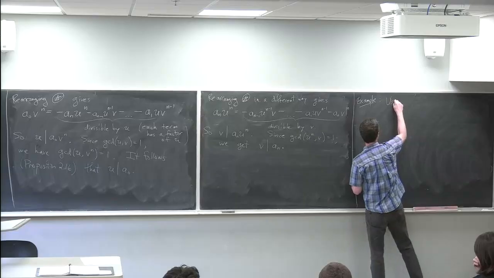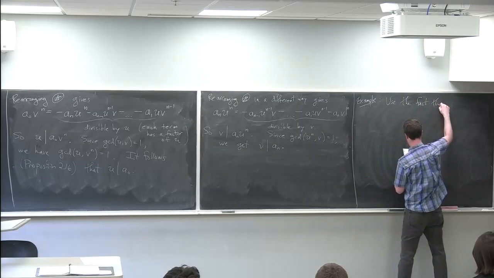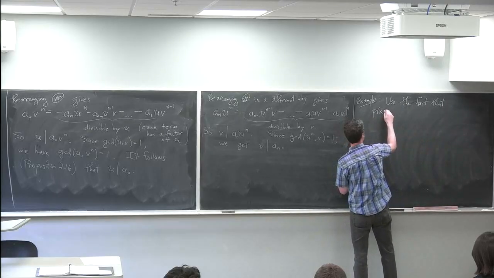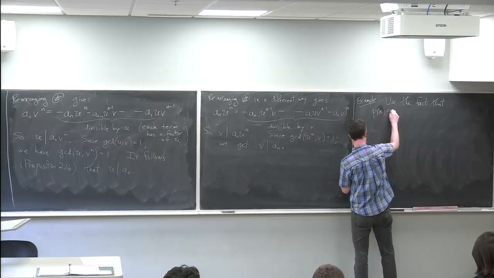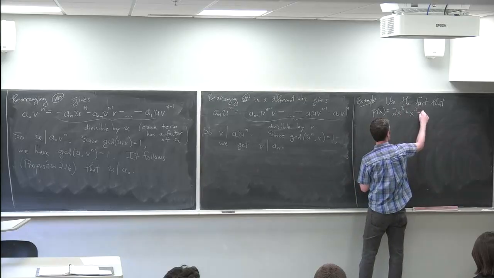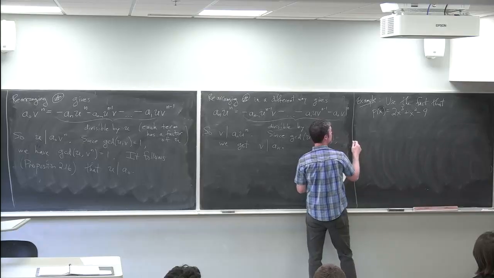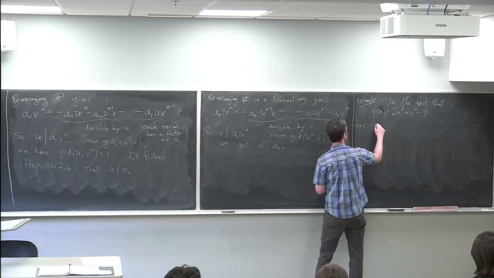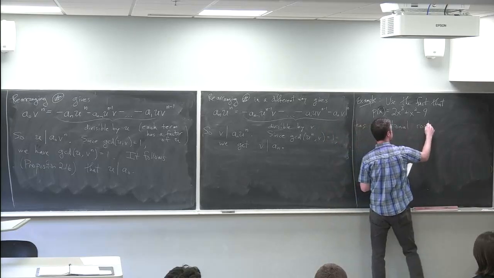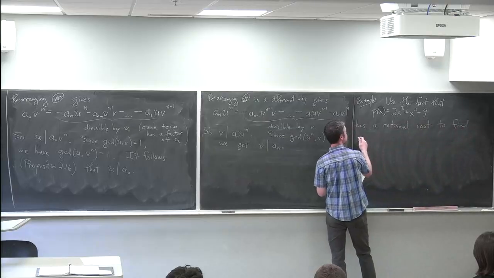So what we'll do is use the fact that the following polynomial, p of x is 2x cubed plus x squared minus 9, has a rational root. We're going to take advantage of that fact and find all of its roots.